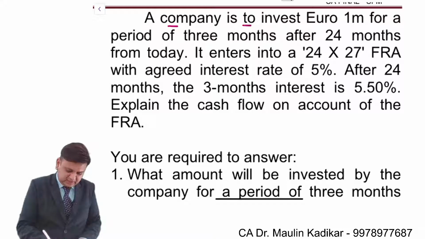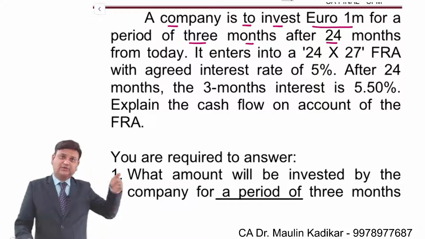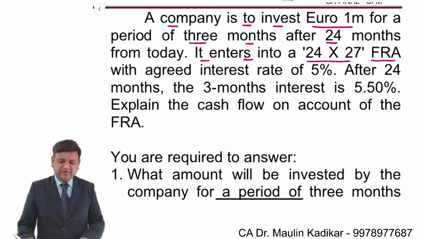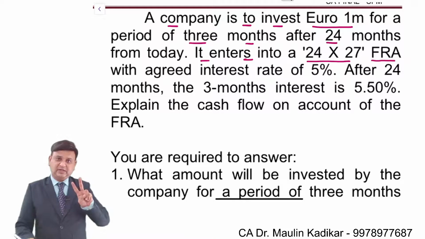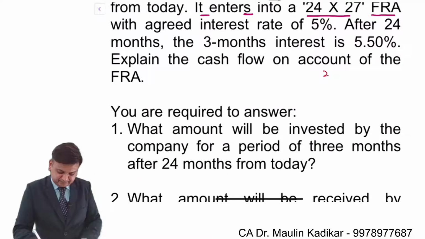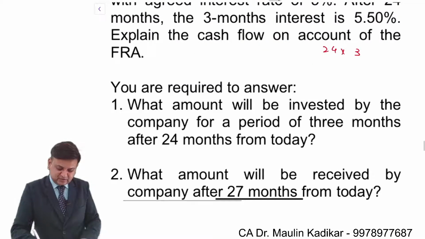A company is to invest euro 1 million, that is 10 lakhs, for a period of 3 months after 24 months from today. Means after 2 years for 3 months. It enters into a 24 into 27 forward rate agreement. 24 into 27 means after 24 months for 3 months. How is this 3 calculated? 27 minus 24.